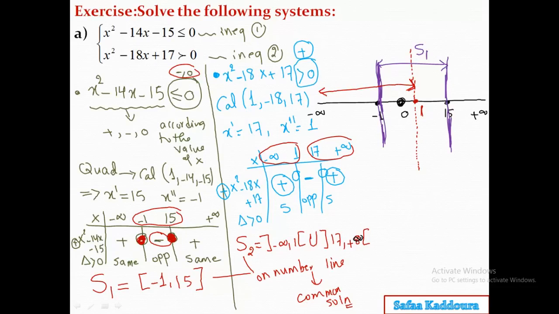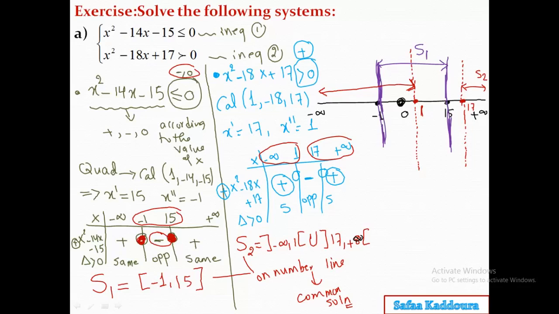Union from 17 to plus infinity. This is 15, 16, 17. And because it is an open interval, I will put it as a dotted line. This is 17 to plus infinity. This is solution 2. Solution 1 in purple color and solution 2 in red color.